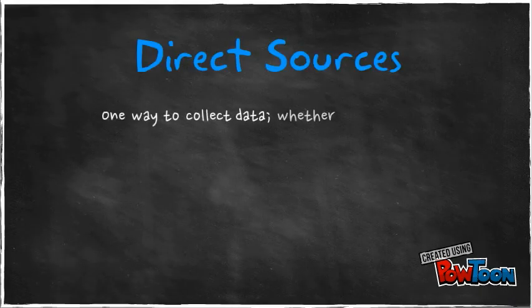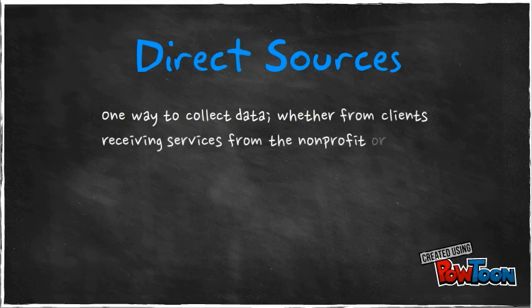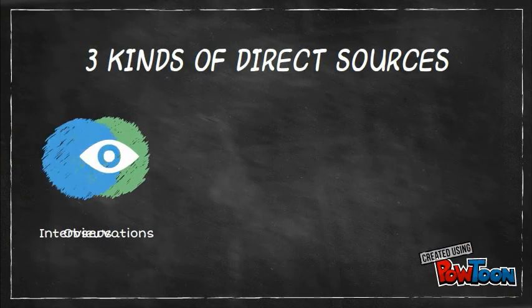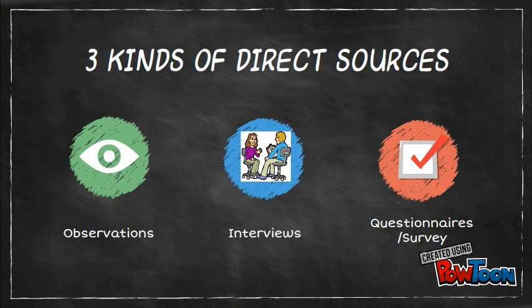Direct sources are one way to collect data, whether from clients receiving services from the nonprofit or from those running the programs or services. There are three kinds of direct sources: observations, interviews, and questions and surveys.